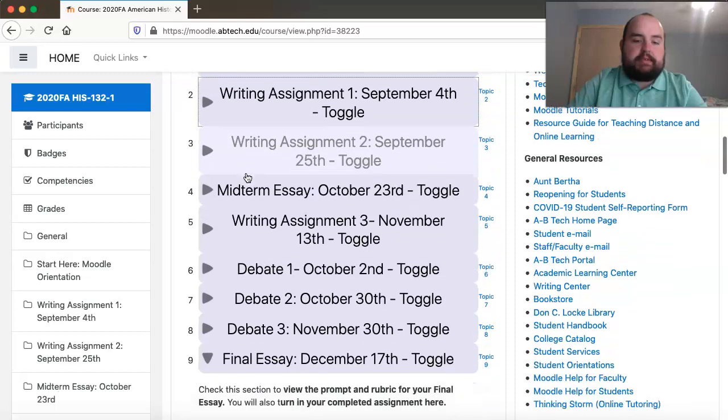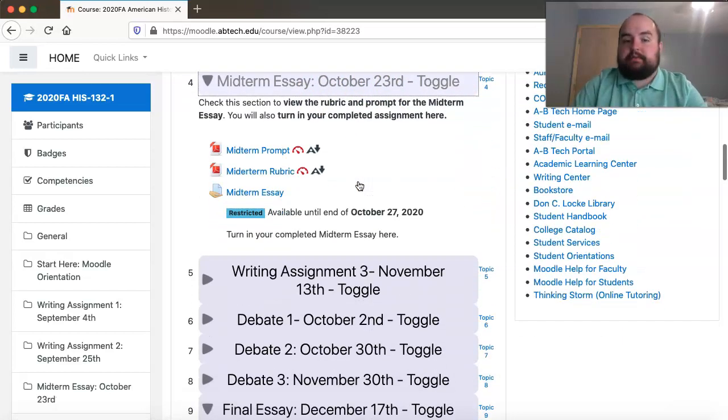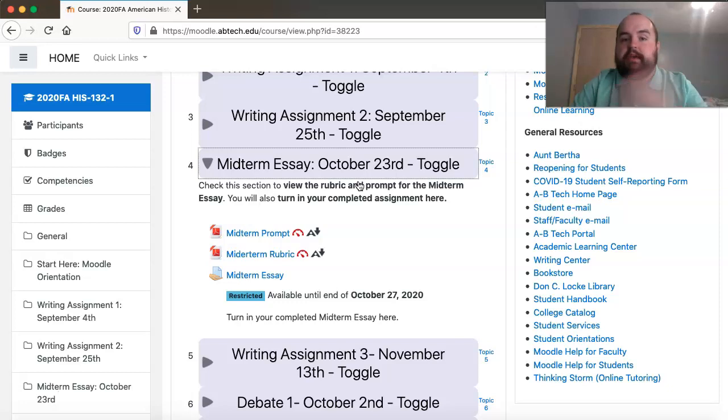All the other writing assignments are the same. For example, your midterm essays right here. It's got the prompt, the rubric, the submission area, and the date is out on the side for all these assignments, by the way, so you should be able to keep track of when they're all due.